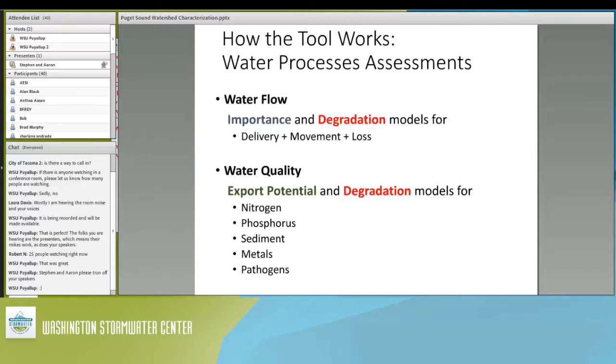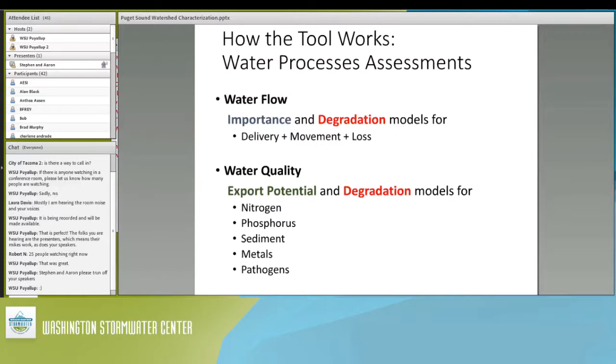So how does this tool work? Essentially, for water flow, there are 2 models, an importance model and a degradation model, and those model what we're calling delivery, movement, and loss of water. We separated it into two models because unlike a lot of other characterizations or assessments, we didn't want to just look at current conditions, because in a lot of cases we're only examining the level of degradation. We're not looking at the potential for restoration or potential for improvement in that system.